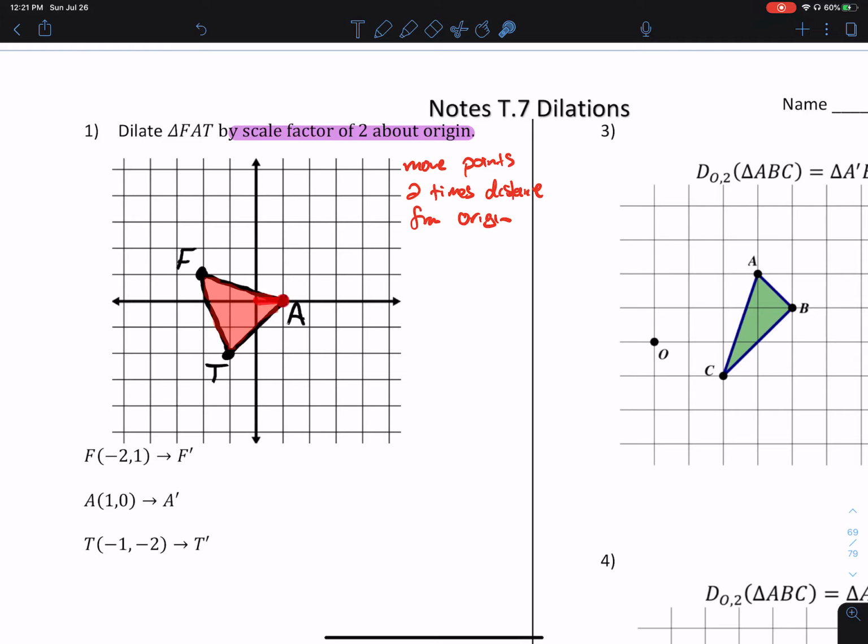A is to the right of the origin by 1. If we double that, A prime is going to be to the right of the origin by 2. F is left 2 and up 1. If we double those numbers, we're going to go left 4 and up 2. So F prime would be here. T is left 1 down 2. If we double that, that's left 2 down 4. That would give us FAT prime.